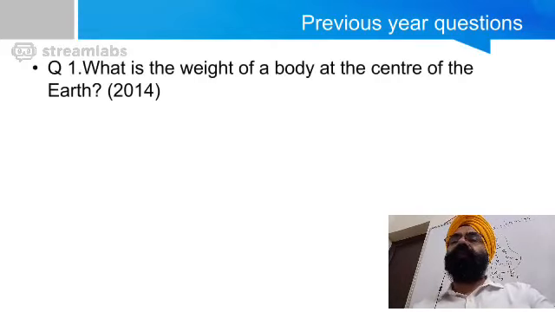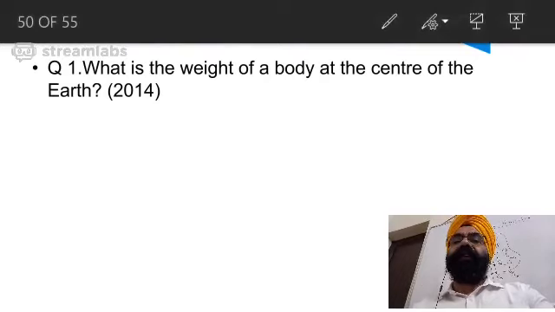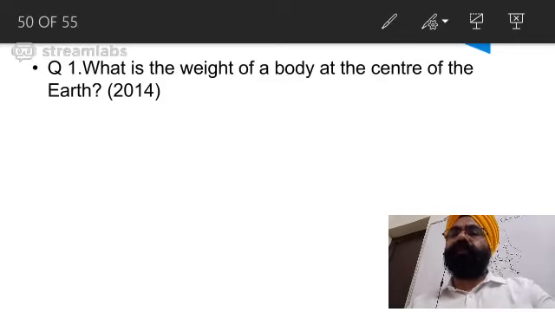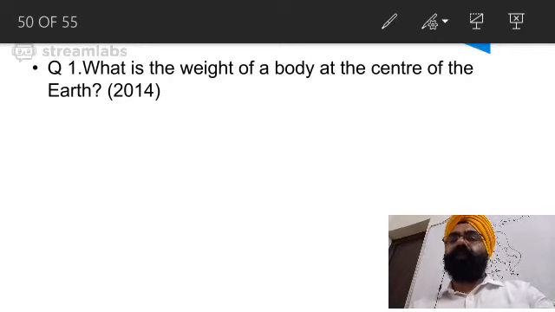Now we go to some previous year questions. The first one is from 2014, and here they are asking, what is the weight of a body at the center of the earth? This is a class 9 question, I suppose. We studied this in class 9. They had put it up in ICSE 2014 also.